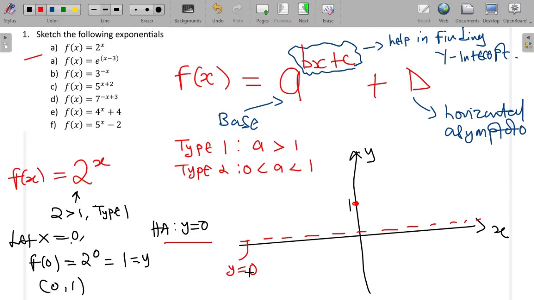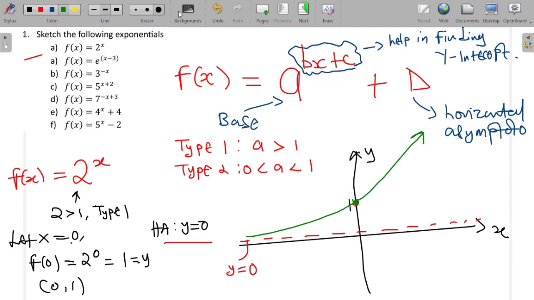So when I sketch this graph, it should not touch that dotted line, but it should be getting closer and closer to it. For a type 1 graph, the graph always starts from below here, and then it goes up like this, passing through the y-intercept like that. So that's a type 1 graph.